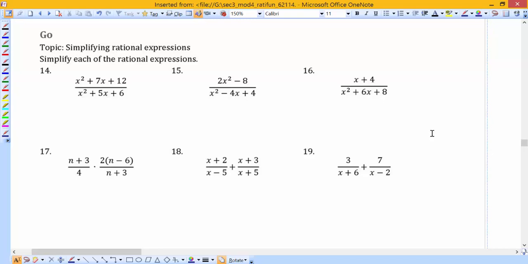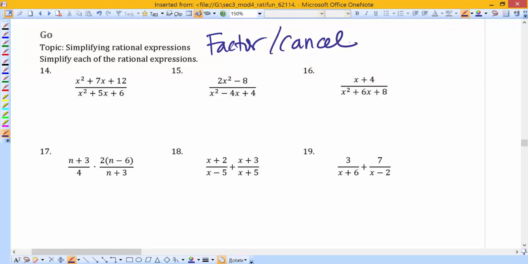Now let's look at the go. This is going to wrap up this section for us. Simplifying rational expressions. Factor, cancel, factor, cancel. Oh my gosh, I can't say that enough. Factor and then cancel.